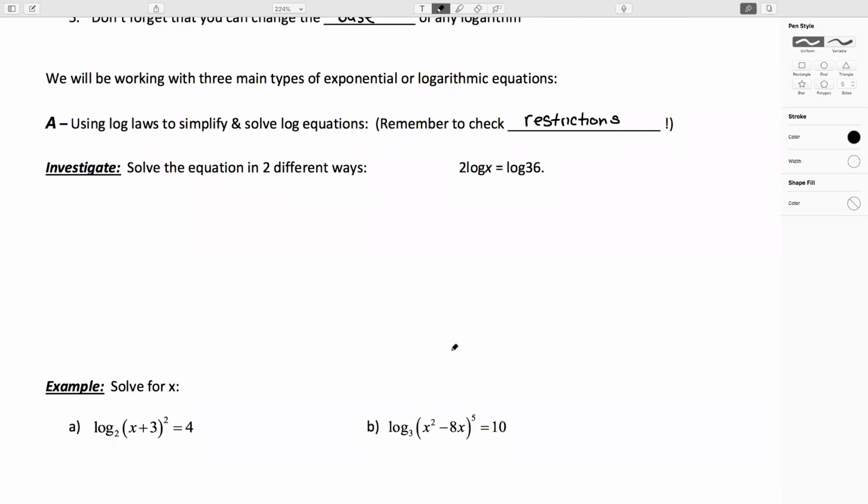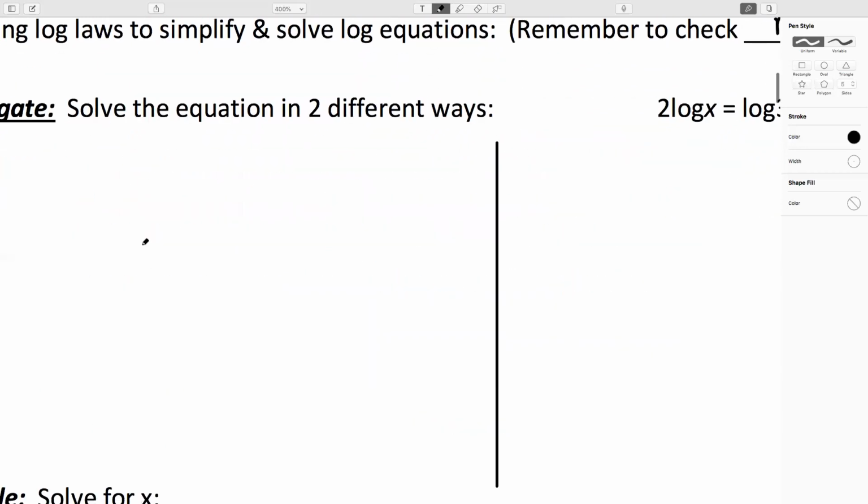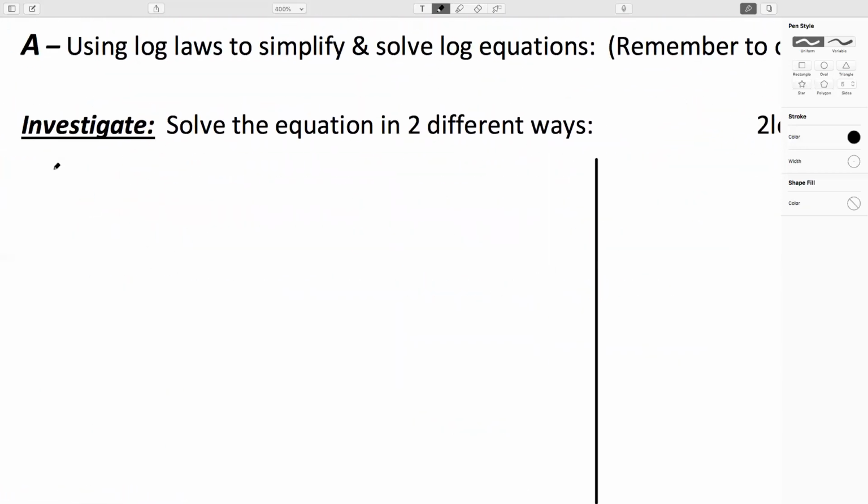So let's take a look at this question. 2 log x equals log 36. We need to solve it in two different ways. So the first way, we're going to convert to exponential form. If we start by just writing our equation, 2 log x equals log 36.